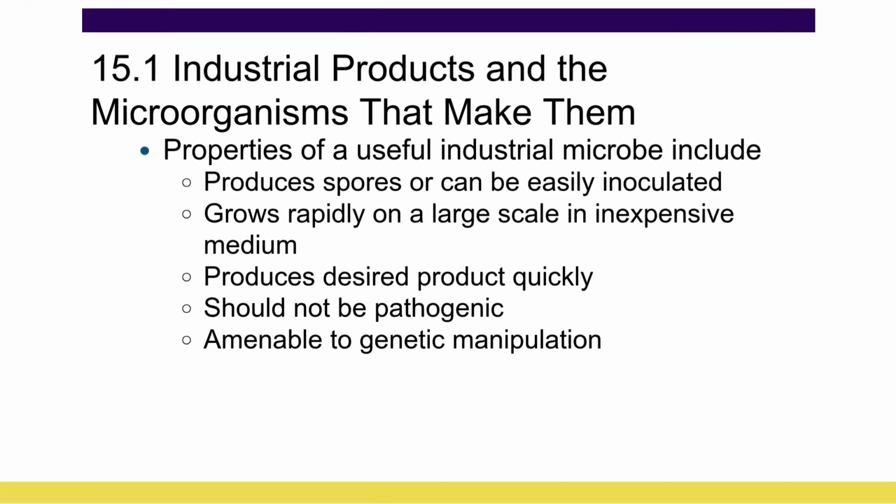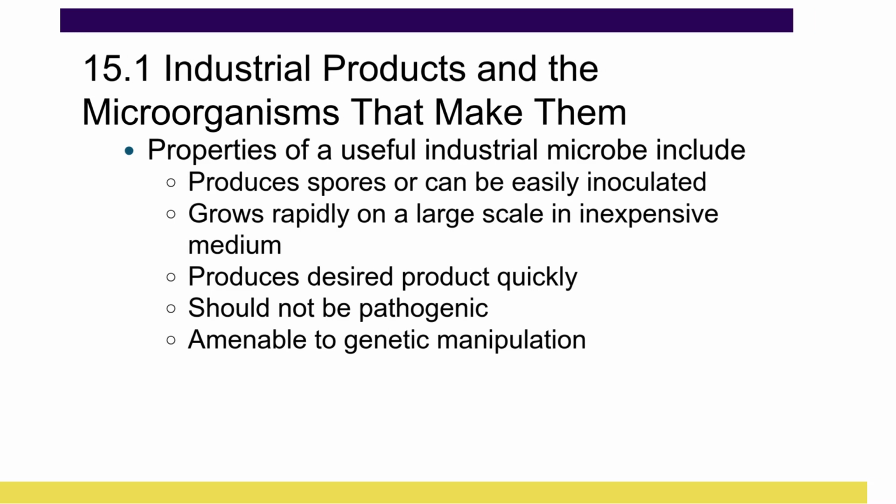Now, what makes a microbe useful for industry? The ideal industrial microbe has several key properties. It should produce spores or be easily inoculated into a fermenter. It must grow rapidly on a large scale in an inexpensive growth medium. It should produce the desired product quickly. For safety, it should not be pathogenic. And finally, it should be amenable to genetic manipulation to further improve its capabilities.